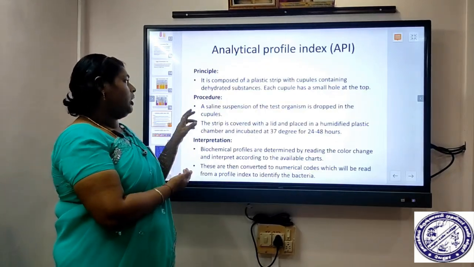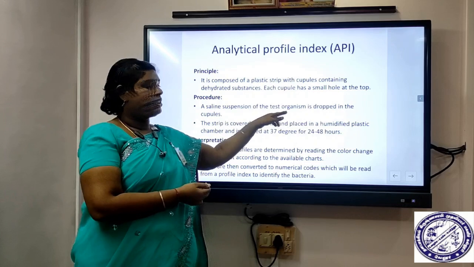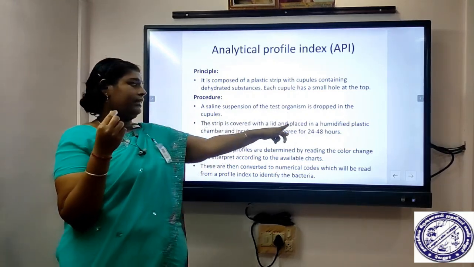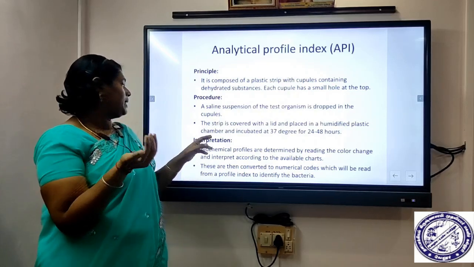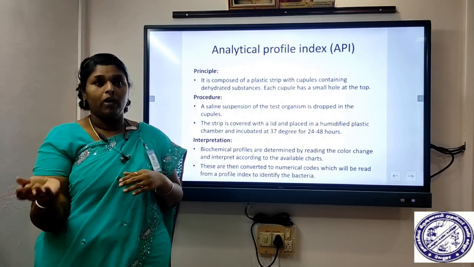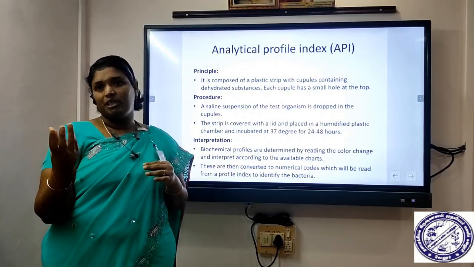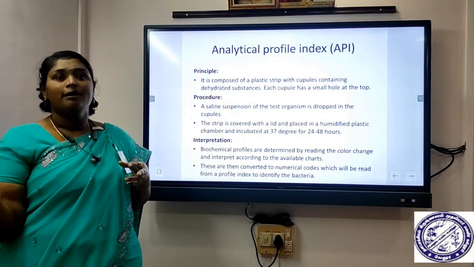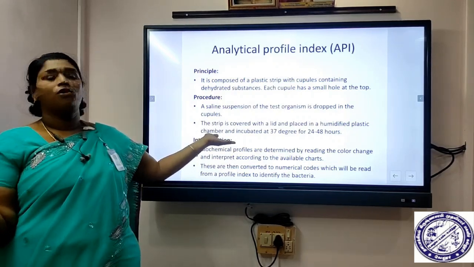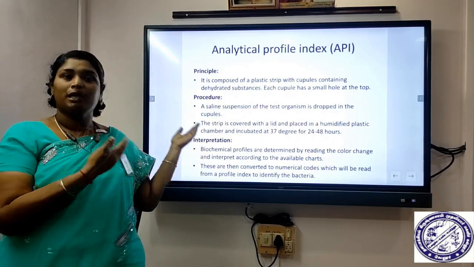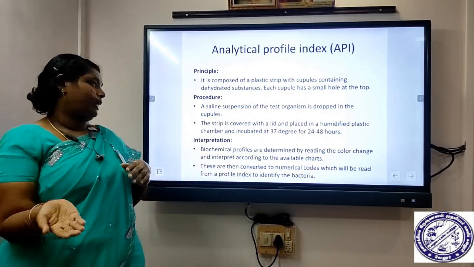So what is the procedure? A saline suspension of the test organism is dropped in the cupules, then the strip is covered with a lid and placed in a humid plastic chamber. The same procedure is followed as in the manual method, where we prepare the medium in test tubes or other glassware, for inoculation as well as incubation. Same 37 degrees for 24 to 48 hours.